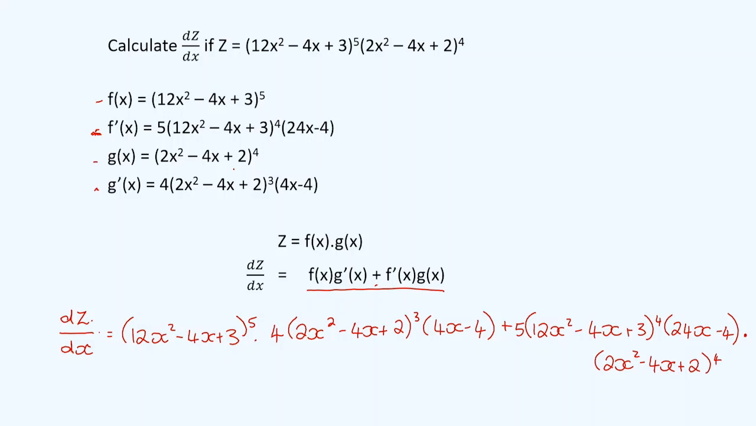Okay, so there we have it. The answer, having differentiated that function z, which is actually the product of two functions with respect to x, and to do so we used both the product rule and the chain rule.